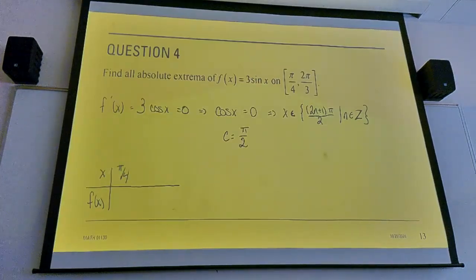Left endpoint. What is sine of pi over 4?